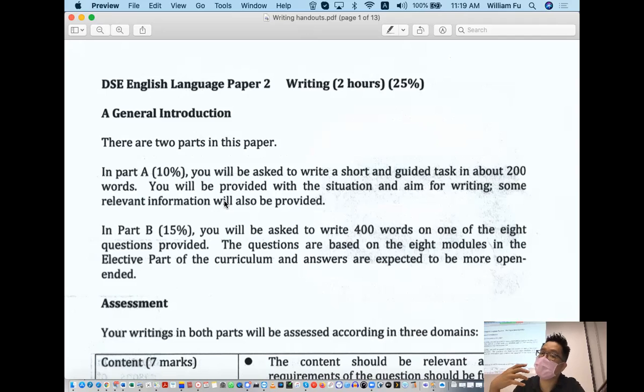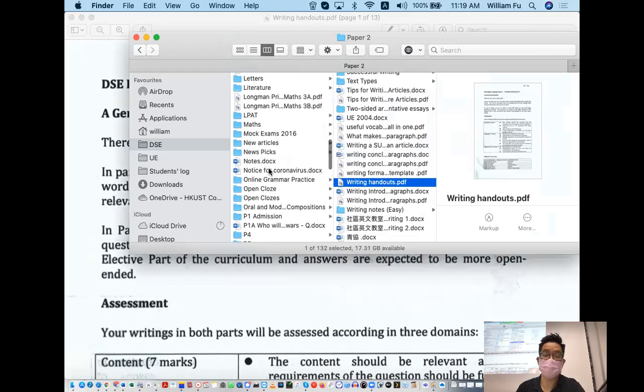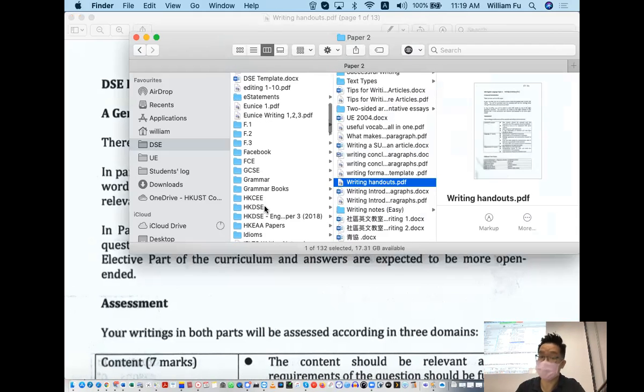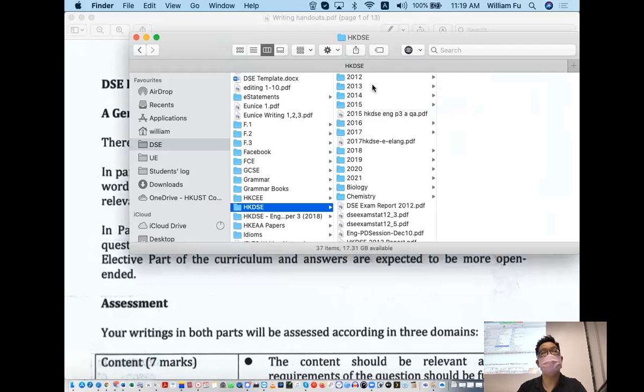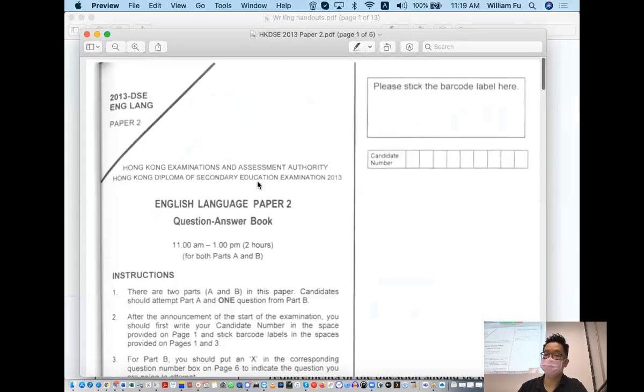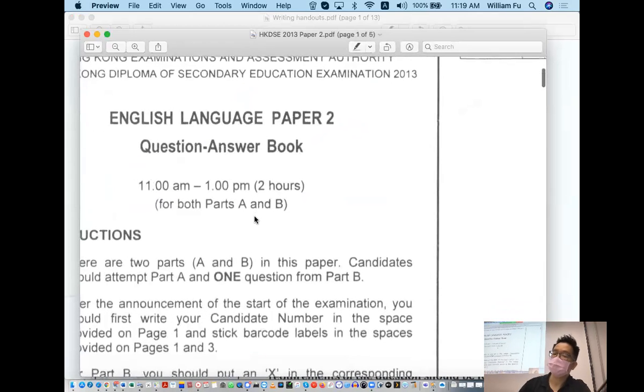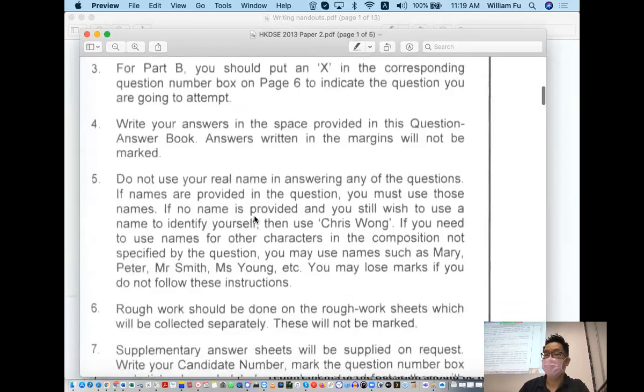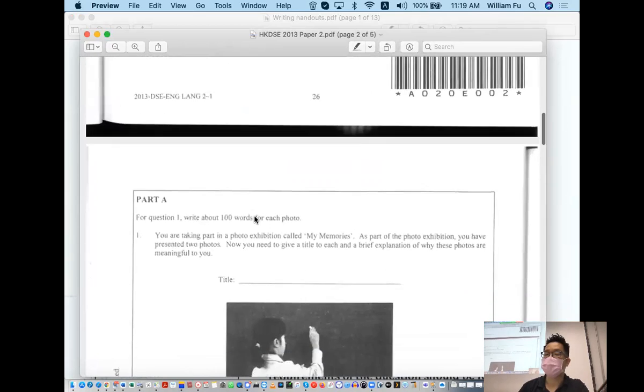The question will provide you with a situation and an aim of writing, and some relevant information will also be provided. For example, I give you one example, so that you know what this part is about. Let me take a look at this 2013 real paper. You see, how much time do you have? 2 hours.